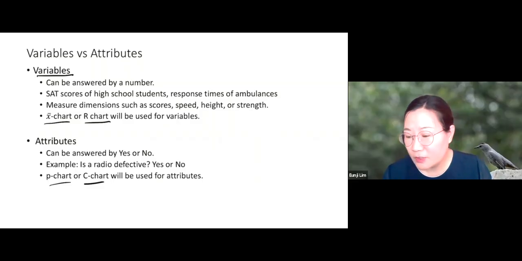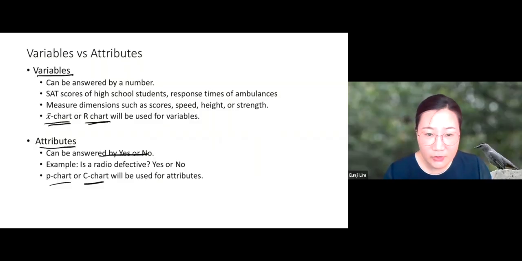Then you'll use the X bar chart or the R chart. If you're observing something that can be answered by yes or no, you're observing an attribute. In that case, you can use the P chart or the C chart. So let's take some examples.